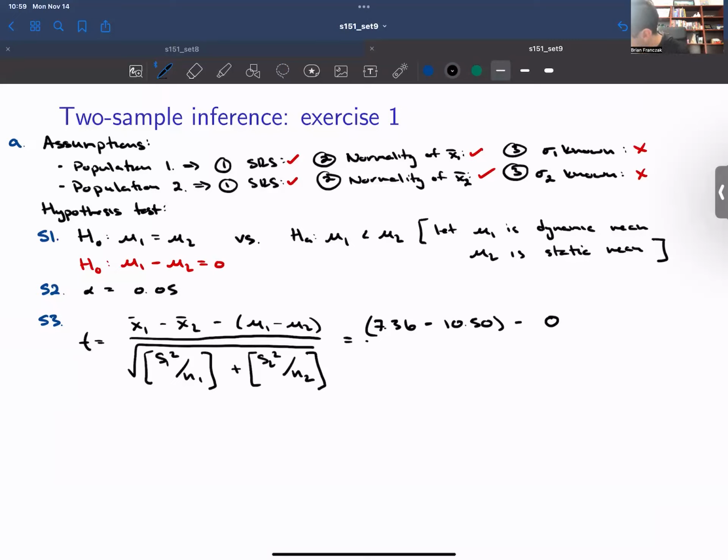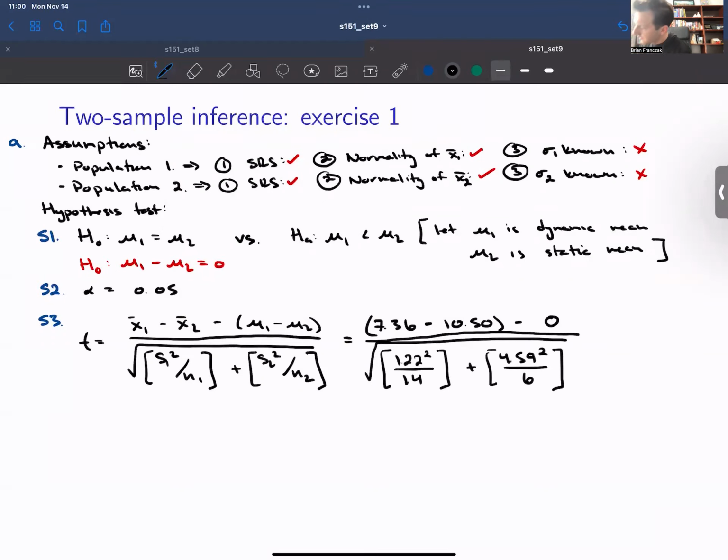All right, and now we can just continue to fill out our formula here. Right, so we're going to have 1.22 squared divided by 14 because we had 14 observations for this dynamic system, plus 4.59 squared divided by 6, because we had 6 observations for the static system.